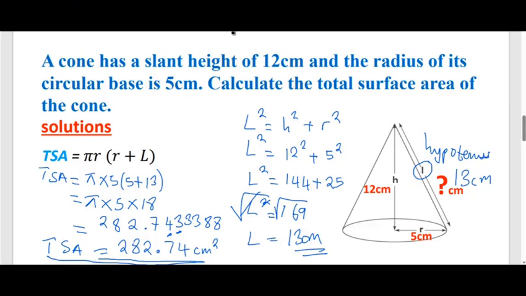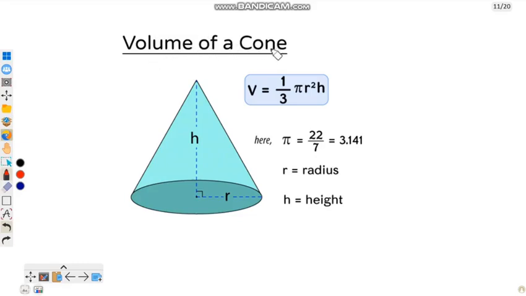So we now move on to the volume of a cone. If you are given a cone like this, we can find its volume. How can we find the volume of the cone? The formula for the volume of the cone is derived from the fact that a cone can be viewed as a pyramid with a circular base, occupying 1/3 the volume of a cylinder with the same base area and height.